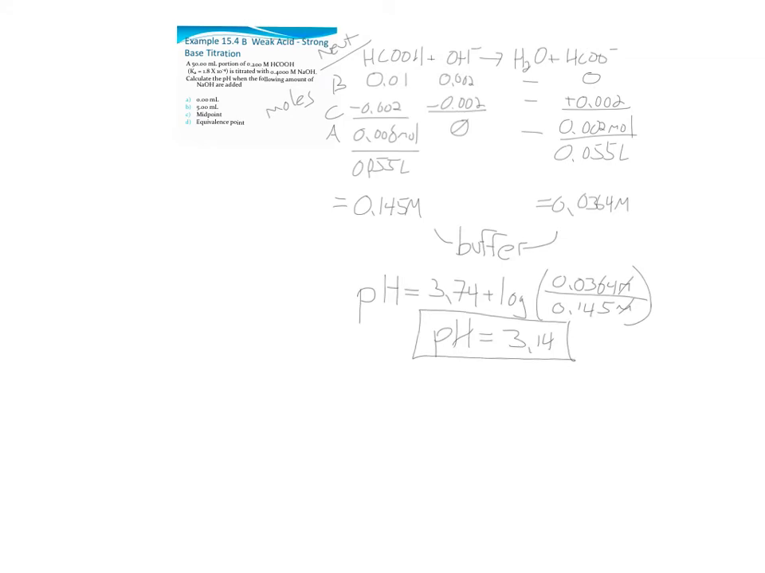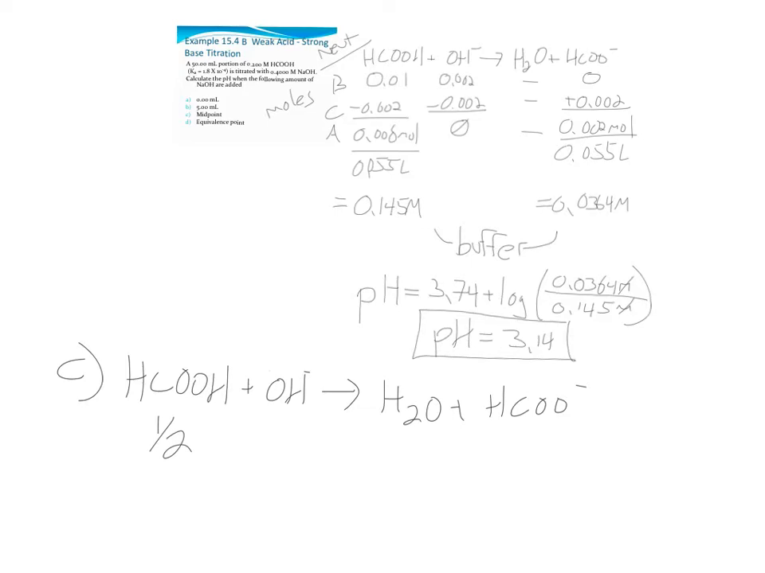Part C asks us, what is the pH at the midpoint? They don't give us a volume. Remember at the midpoint, if we look at our same equation, HCOOH plus the hydroxide is going to equal H2O and HCOO minus. At the midpoint, when half of this has been neutralized, my hydroxide is still my limiting reactant, then I'm going to gain that amount over here for the conjugate.